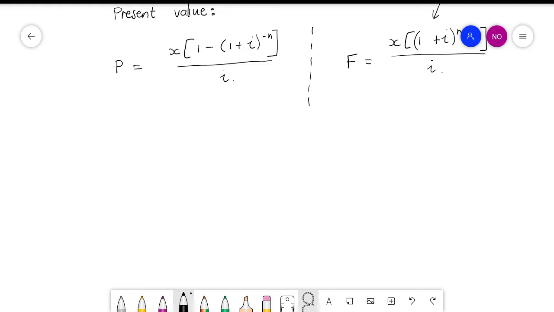So with the present value, at the end of the time, the value is 0. With the future value, at the end of the time, the value is a lot. But with the present value, you are decreasing your debt. With the future value, you are increasing the savings or the annuity or whatever.